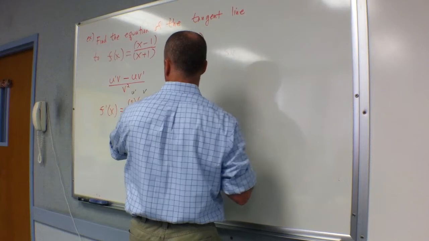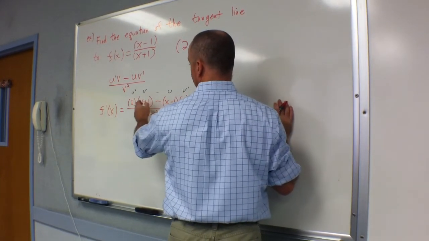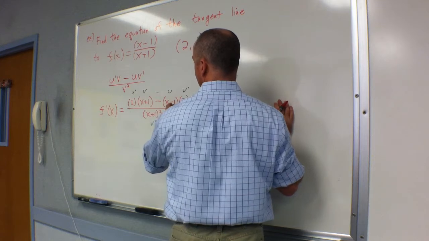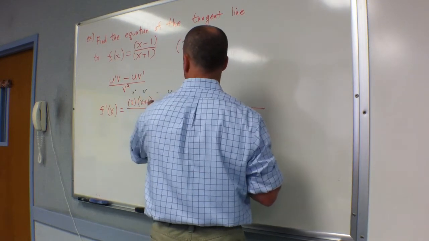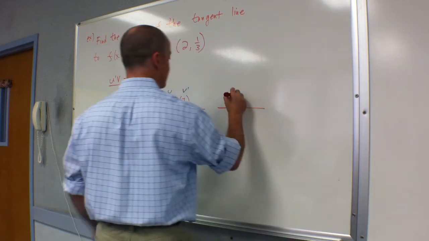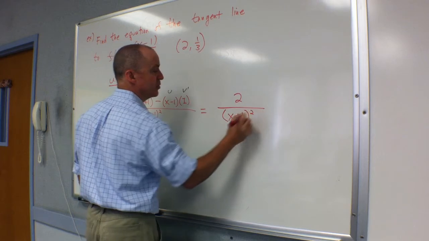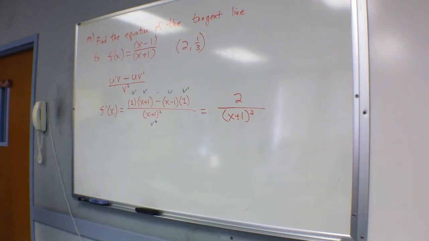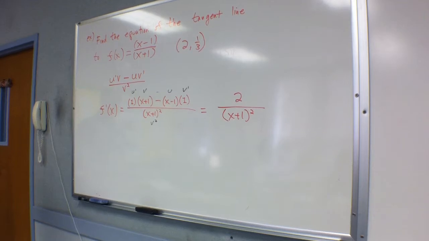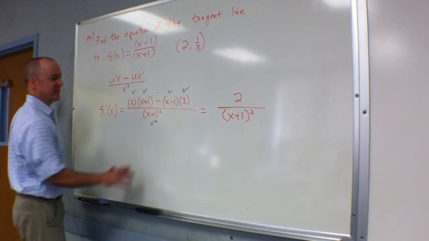1 times x plus 1 is x plus 1. 1 times x minus 1 is x minus 1. x plus 1 minus x minus 1. x minus x is 0. 1 minus negative 1 is 1 plus 1, so that's 2 over x plus 1 squared. I found the derivative. Am I done? No, now we need to find the equation of the tangent line.